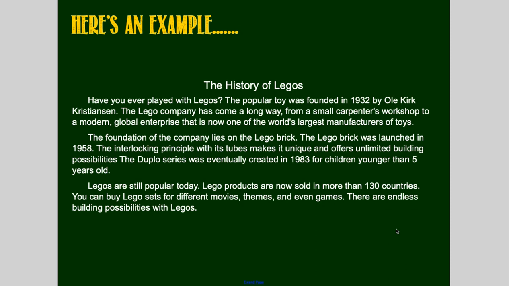Legos are still popular today. Lego products are now sold in more than 130 countries. You can buy Lego sets for different movies, themes, and even games. There are endless building possibilities with Legos. All right, so that was our original text. Now we need to summarize.